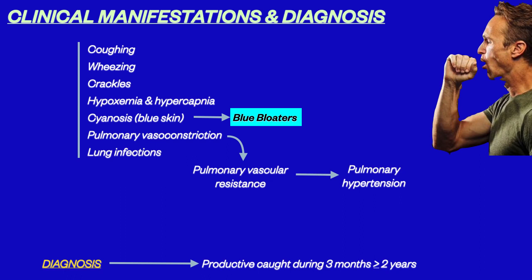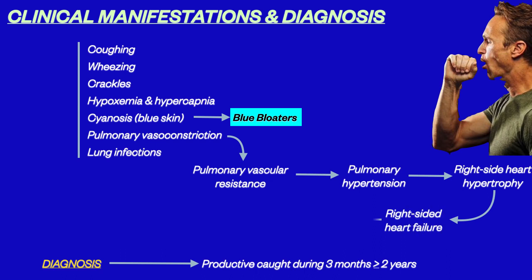Over time, this increases the work needed by the right side of the heart to pump blood to the lungs, and eventually this right side enlarges, leading to right side heart failure, a process that is known as cor pulmonale. And finally, a consequence of mucus plugging in chronic bronchitis is that people can develop lung infections behind the mucus blockage in the airway. And these infections can worsen the pulmonary and cardiac symptoms.